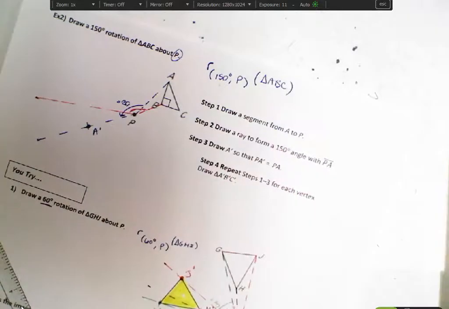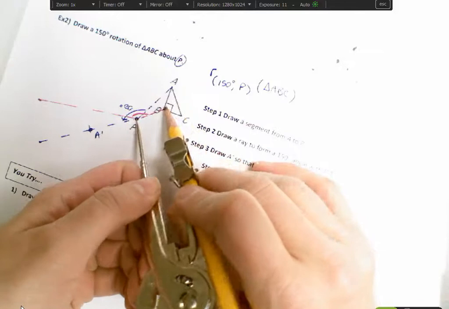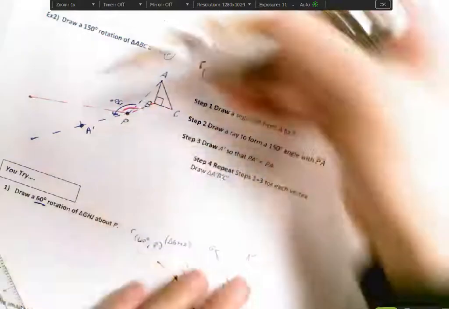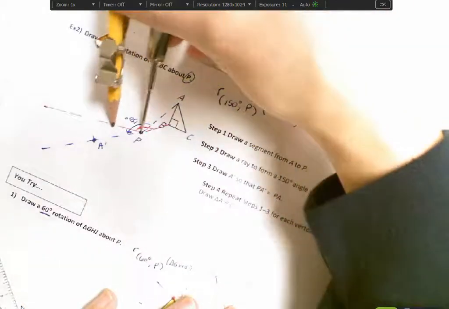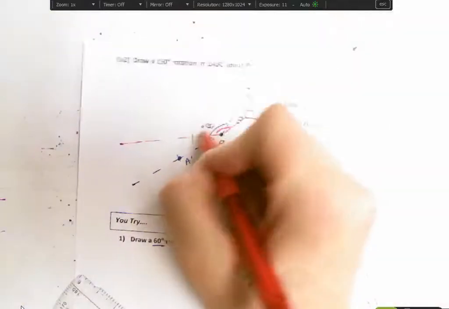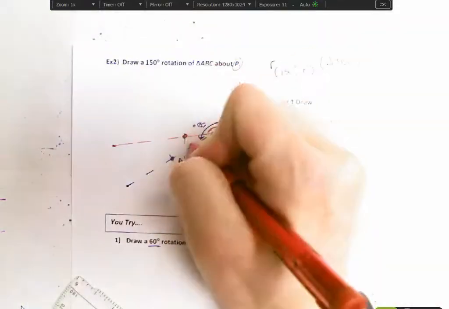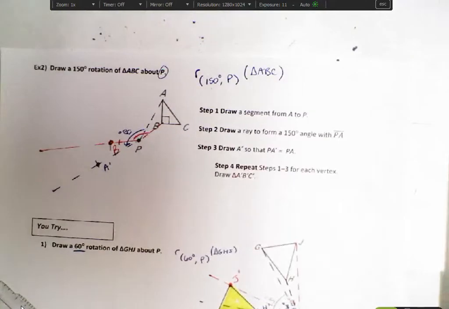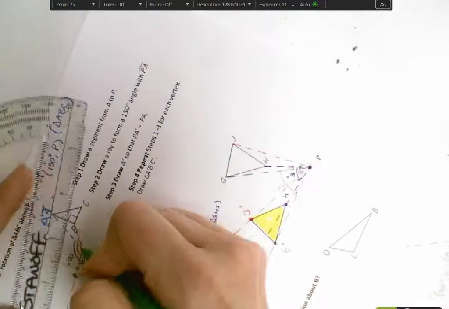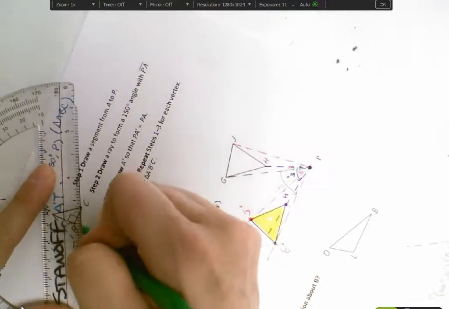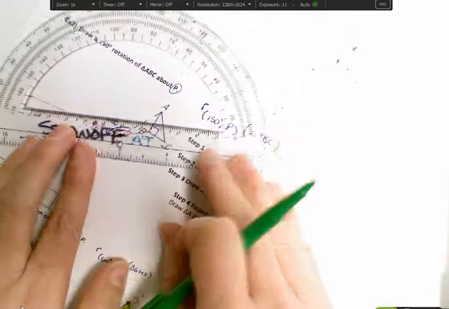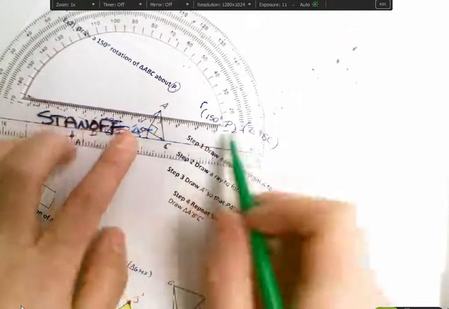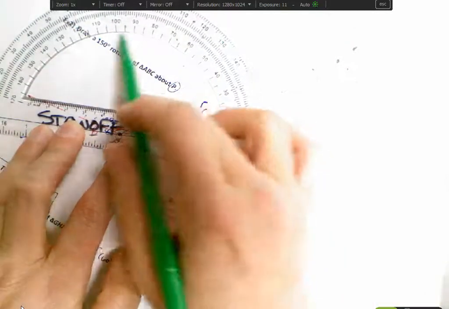I need from the center of rotation to the vertex to be the same distance, so I take my compass and open it to that same length and find that length on the new ray. Where that little mark intersects is my new B prime. Okay, one more. We're going to do C, and that's the last of our triangle. I dash it up. I line it up so that that first segment is to the right. I spin around to 150.